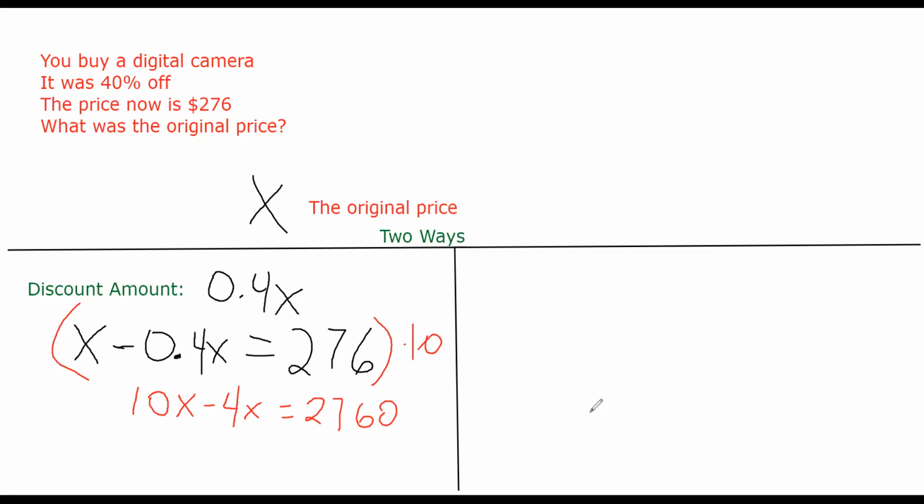And now we've cleared out decimal points. Do you have to do it? No. If you're comfortable with decimal points, then by all means, just go ahead, plow through it. We'll deal with decimal points ourselves a little bit later on. But now we combine like terms on the left-hand side. You're going to get 6x equals 2760. Nothing changed on the right.